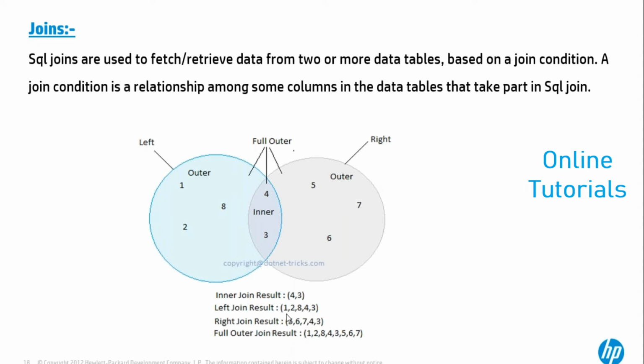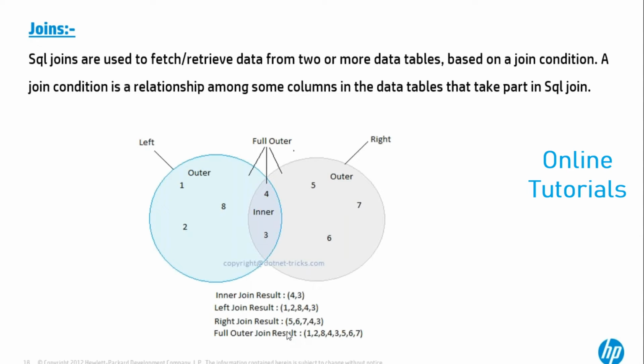So if you do inner, you will get 4 3, which means whatever matching you have, you will get. If you do left join, along with the matching 4 and 3, you will get 1 2 8, which means whatever is in the left table, along with the matching records, you will get all the records. Keep in mind, the same is vice versa for the right table.